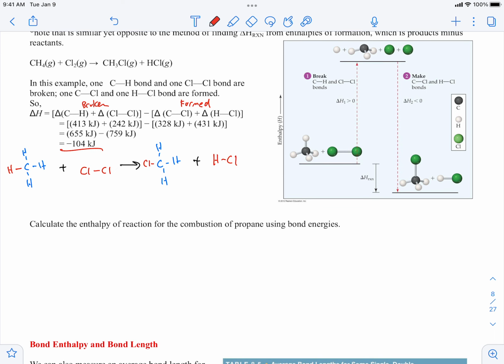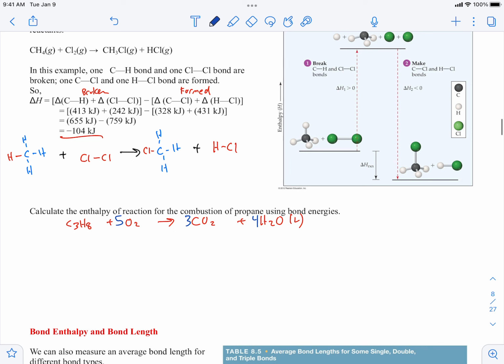Okay, so the next example. Let's calculate the enthalpy of reaction for the combustion of propane. All right, so combustion of propane. So first, what even is happening? What is propane? It is C3H8 plus O2. All combustion reactions produce the same products. You know this. Okay, so let's balance this. 3 carbons, 8 hydrogens. That makes for 10 oxygens on the right, so we'll need a 5 here.